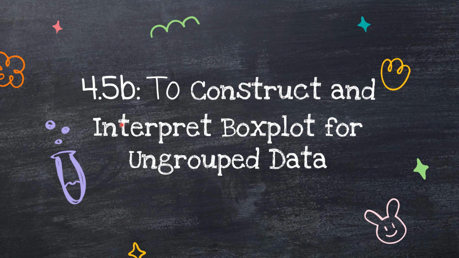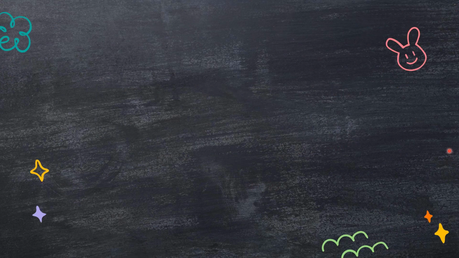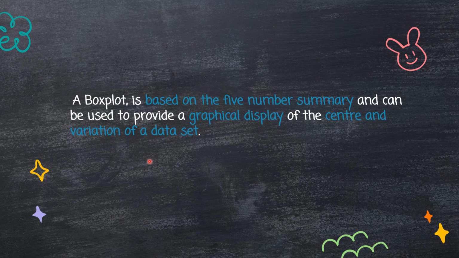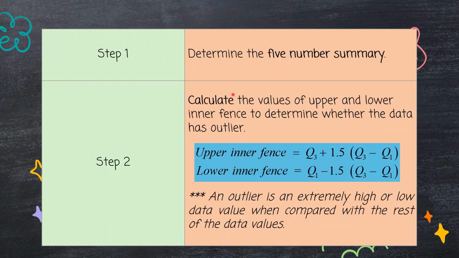Now, let's discuss subtopic 4.5b, to construct and interpret a box plot for ungrouped data. A box plot is based on the 5-number summary and can be used to provide a graphical display of the center and variation of a data set. To construct a box plot, you must follow these steps. Step 1, determine the 5-number summary.